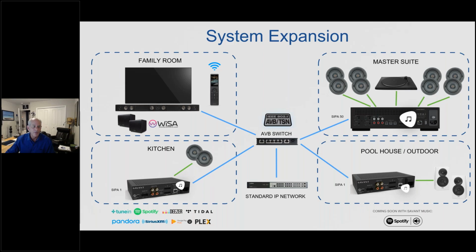Here we have our family room system that you can see, with 2 wireless subs as well, tied into the AVB switch. And then we can add a SIPA 1 for the kitchen, maybe a SIPA 50 for the master suite area, and that gives you 4 additional rooms. You could add master bedroom, master bathroom, master closet, master shower, and maybe you have a pool house or an outdoor zone and you can add another SIPA 1. And they all tie back very seamlessly into this AVB network.